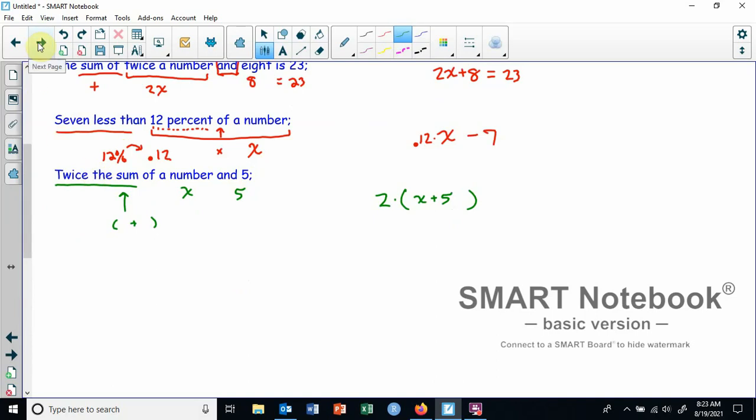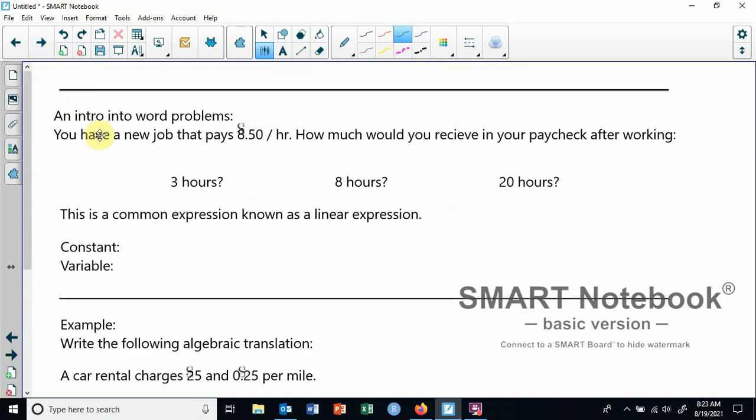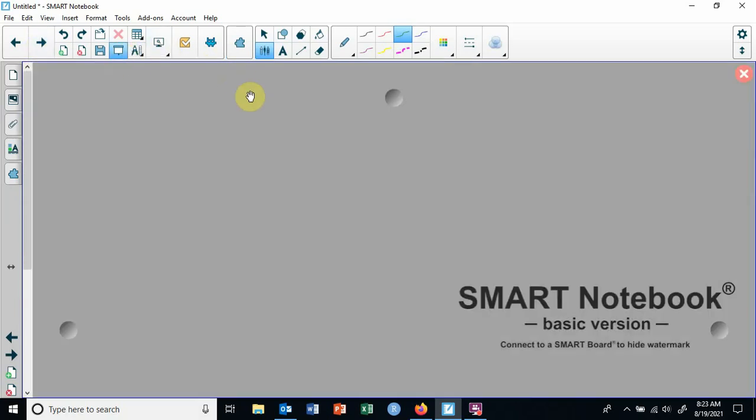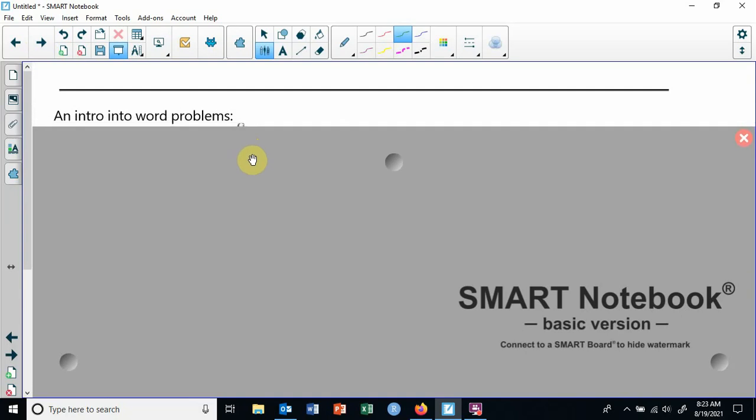Okay? Now I got one more kind of thing. It is still going from words to algebra, but we want to work on dealing with some more traditional word problem setups. These are not word problems. We're just practicing writing the mathematical expressions.